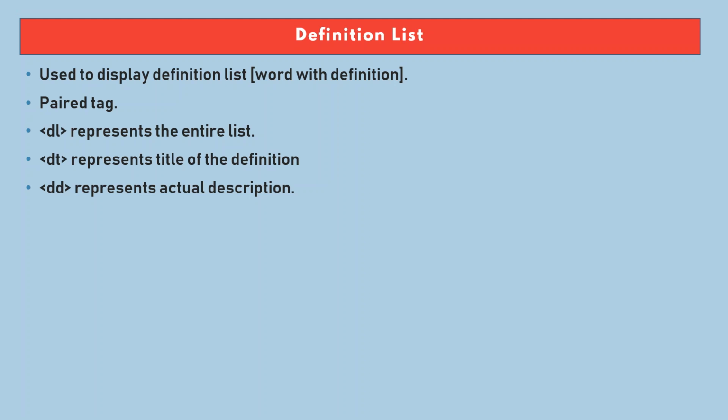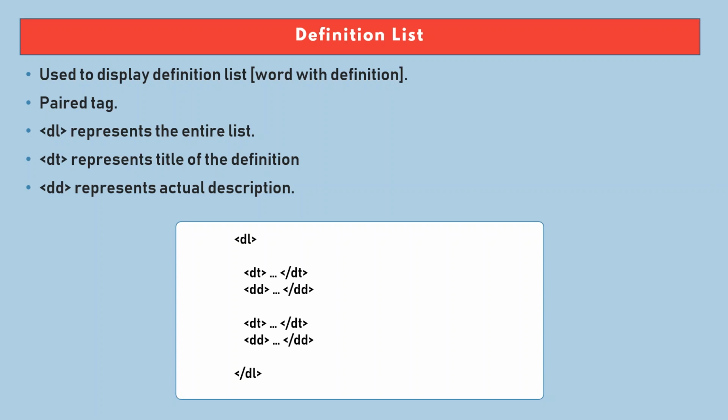For example, I want to provide a list of definitions for computer and mobile. First, I will keep the heading like computer. So I will keep the computer inside the DT. Actual definition sentence should be kept in the DD. Next, mobile. The title mobile is represented as DT. Actual definition of mobile will be in the DD. And this DT and DD entirely should be presented in the outer level DL. So DL means definition list, DT means definition title, DD means actual definition.